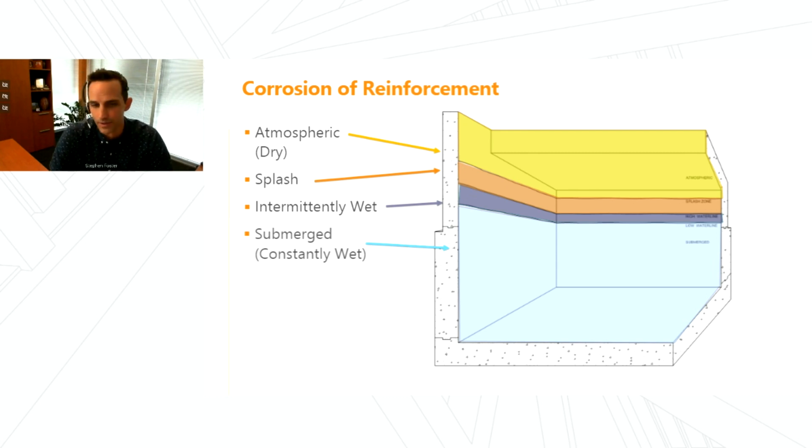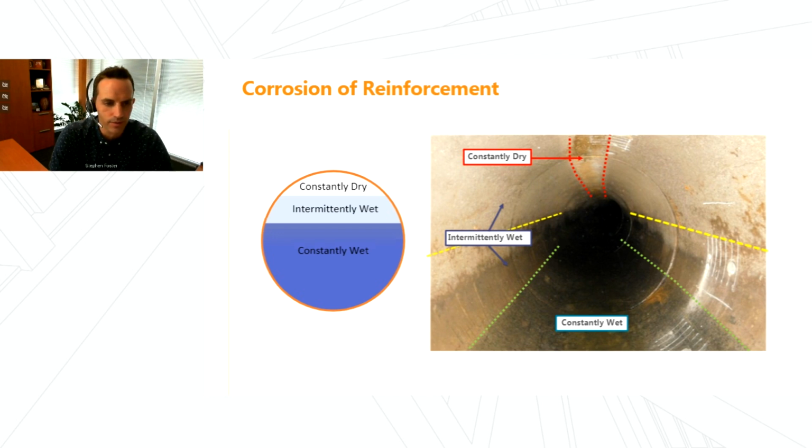And the same thing can happen in pipelines. It's not the focus of our discussion today with most of these examples, but a similar environment can happen within a concrete water or wastewater pipe, where you've got different areas, again, depending on the operation and the volume inside the pipe. There's areas that are constantly wet or intermittently wet, or areas that are constantly dry. So those will also affect the performance and corrosion activity within the structure.